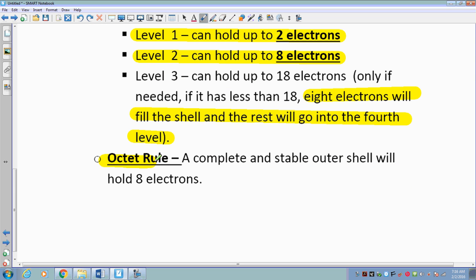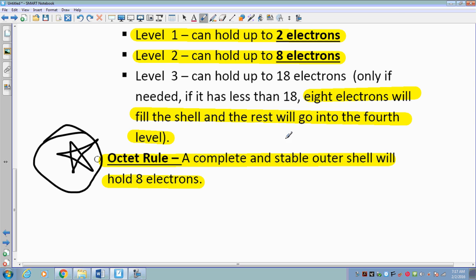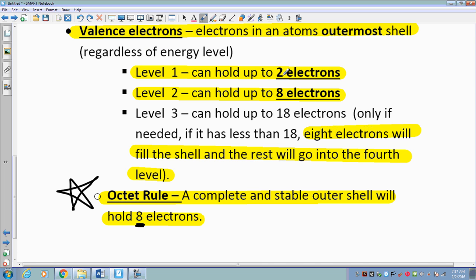Now, the whole goal that we want to get to is this octet rule. All right. An atom, and this is going to be extremely important as well, because we are going to work on chemical bonding, and the whole point is to get 8 electrons. All right, because a full outer shell is complete with 8 electrons.